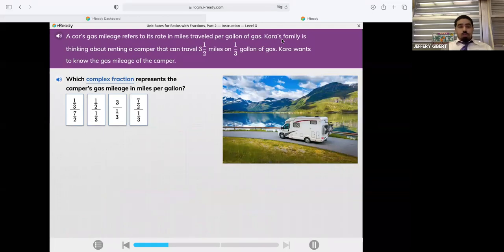All right, so on this one, it says miles per gallon. So miles goes on top, gallons goes on the bottom. 3 1/2 miles. Now, I don't see 3 1/2 here, so let me look at my gallons. Gallons is 1/3, so I know 1/3 needs to go on the bottom. So I know this one can't be right. So it's got to be one of these. So it looks like I need to convert 3 1/2 to an improper fraction. The way you do that is, hold on.